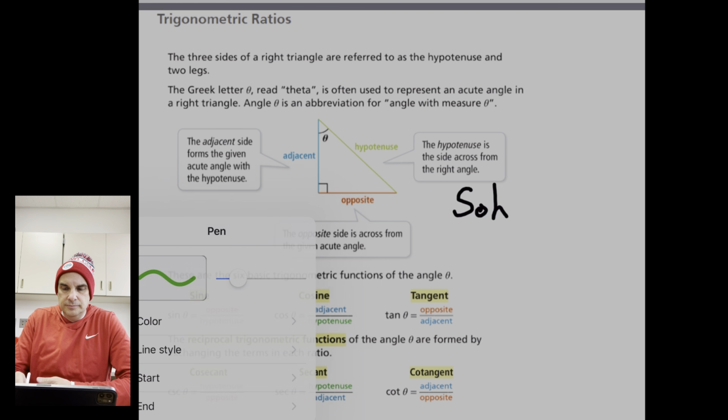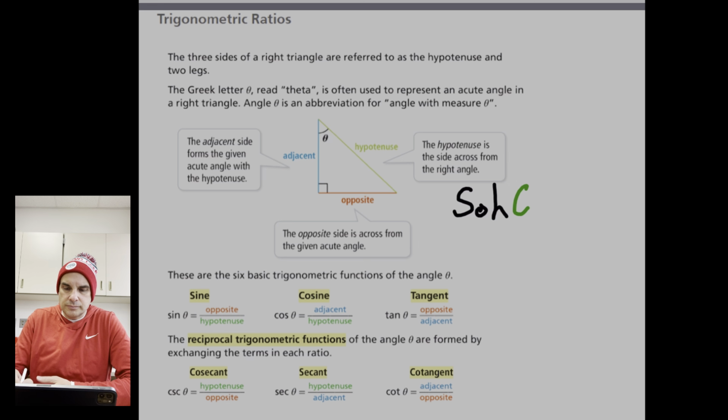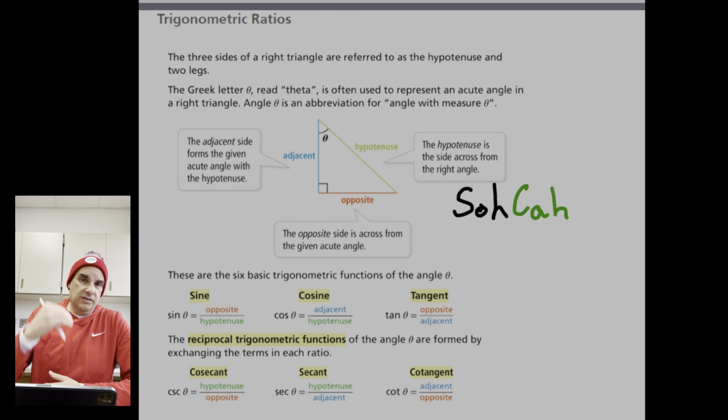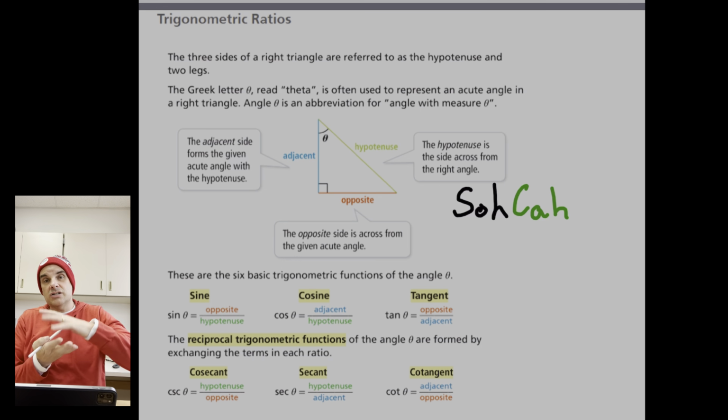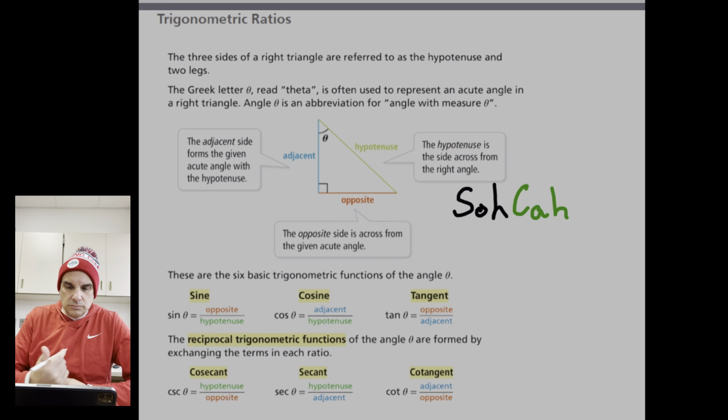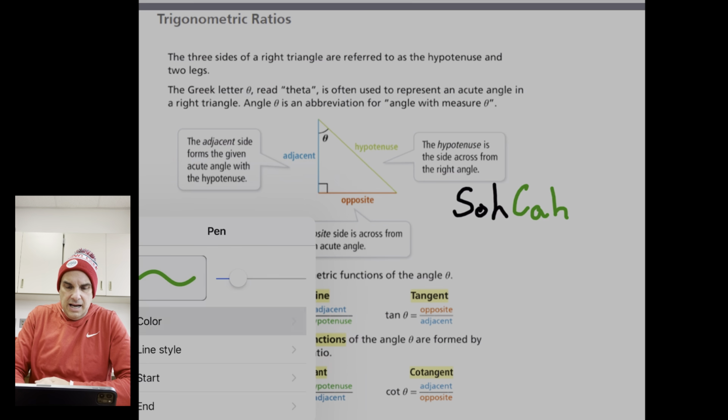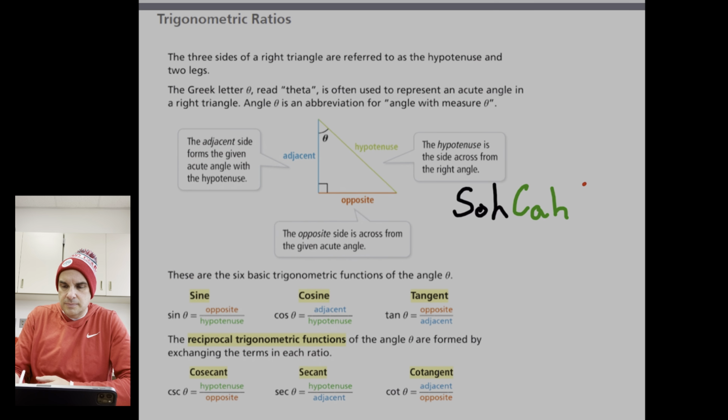Cosine is the second one. Cosine is adjacent over hypotenuse. It's the length of the adjacent side over the length of the hypotenuse. And it's just a ratio. And then tangent is opposite over adjacent.